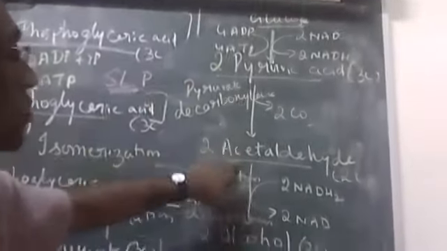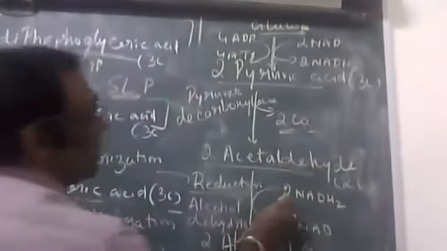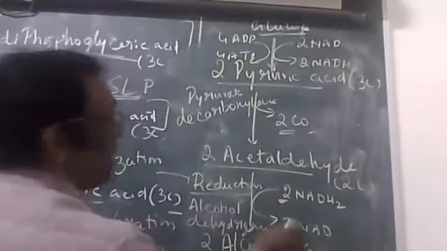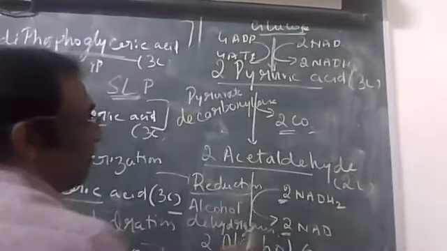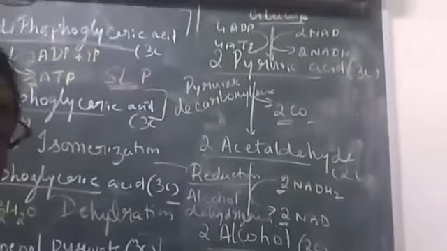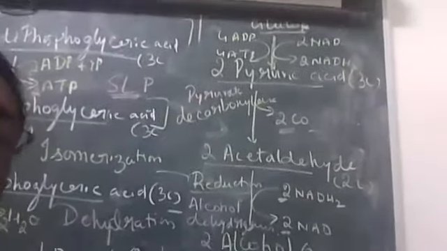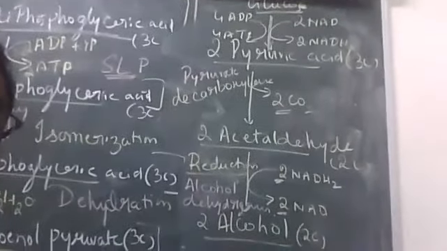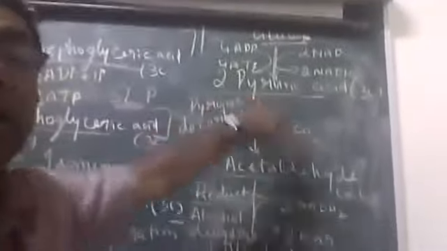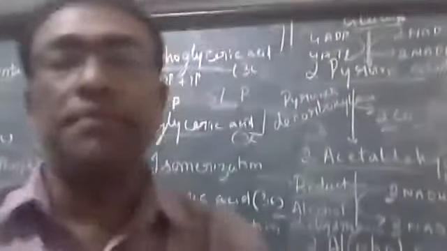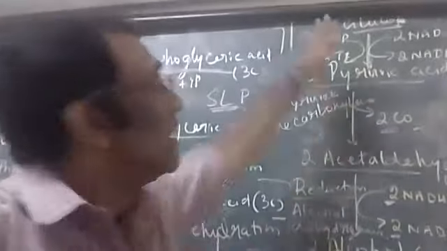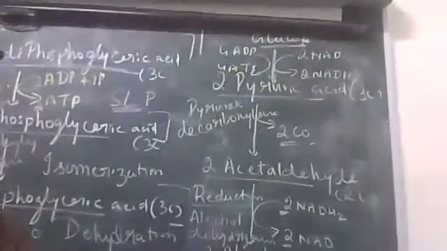2 pyruvic acids become 2 molecules of acetaldehyde by losing 2 molecules of CO2. Then 2 molecules of NADH2 become 2 NAD. Addition of hydrogen to acetaldehyde gives alcohol. Any doubts in this? I'll send you a picture of this, you follow it up, please. Same EMP pathway you should write, up to pyruvic acid in the same way. If alcohol fermentation is given for 2 marks, only this much you should write.